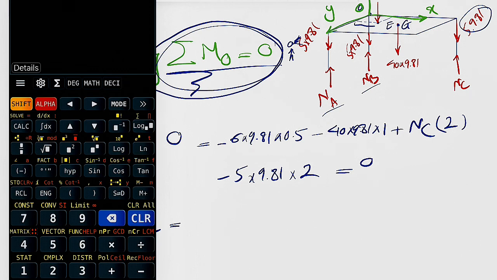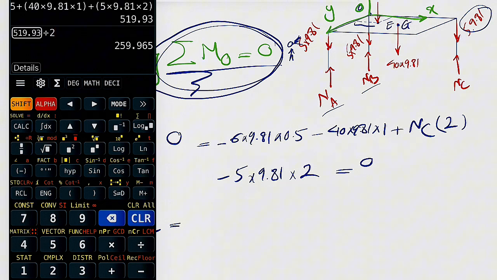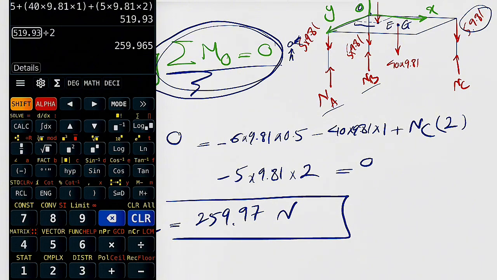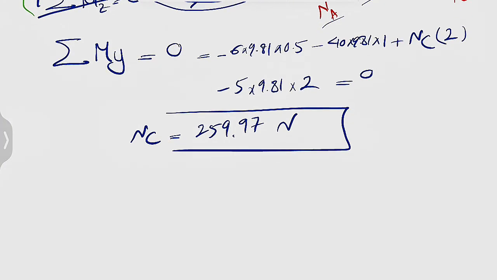So we're going to have 6 times 9.81 times 0.5 plus 40 times 9.81 times 1 plus 5 times 9.81 times 2. And we're going to divide this by 2. And that's going to give us 259.97 newtons as the answer for the NC. We found one of the unknowns.